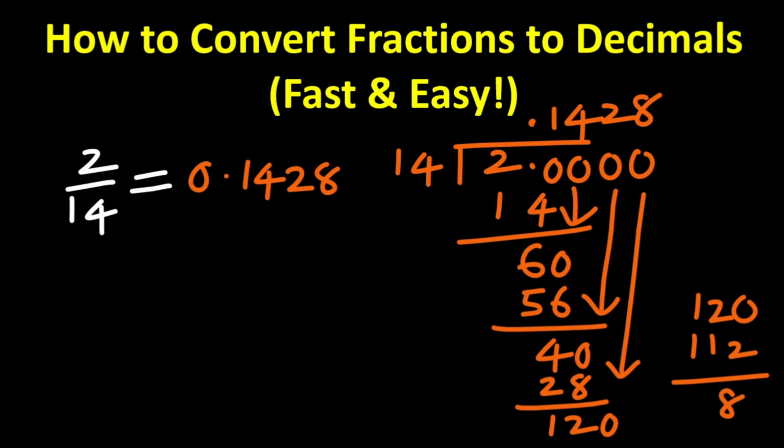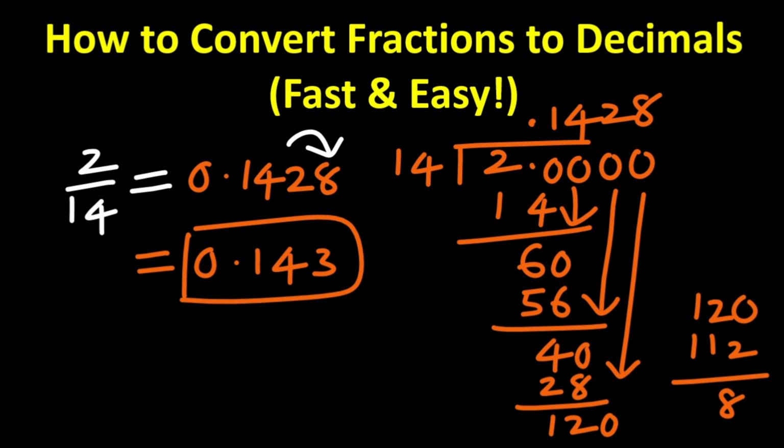As you can see, when we are rounding it to 3 decimals, we look at the next digit. If that digit is 5 or more than 5, we add 1 to the previous digit. So the answer becomes here 0.14. As the next digit is 5 or above, we are adding 1 to the previous digit. That becomes 0.143. So this is the decimal value for 2 over 14.